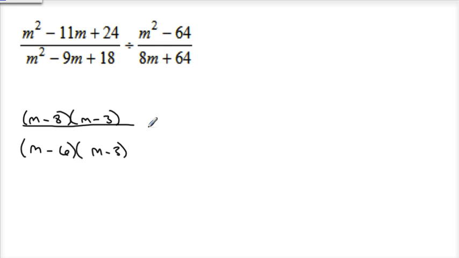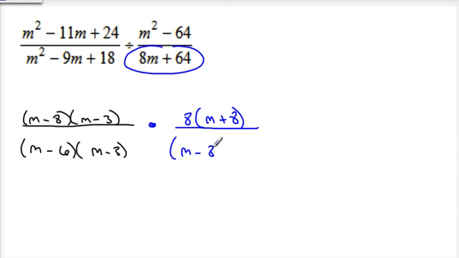Divided by, which is the same thing as multiplying by. Okay, so I'm going to take this guy and put him in the front. 8m plus 64. What can I simplify out of 8m plus 64? All right, it's just a binomial. So factor out 8. You're left with m plus 8. And then m squared minus 64. What does that factor into? Difference of perfect squares. This goes into what? M minus 8 and m plus 8.